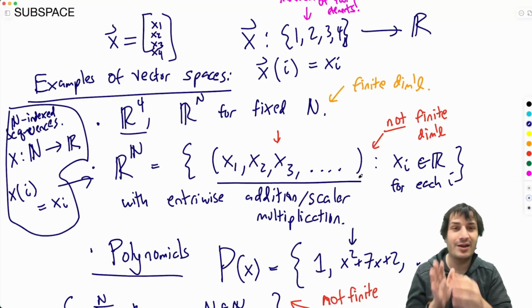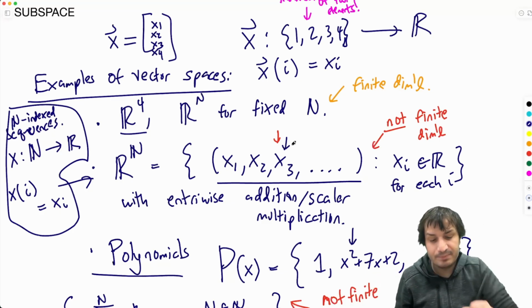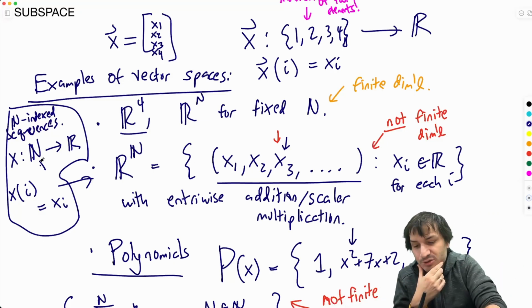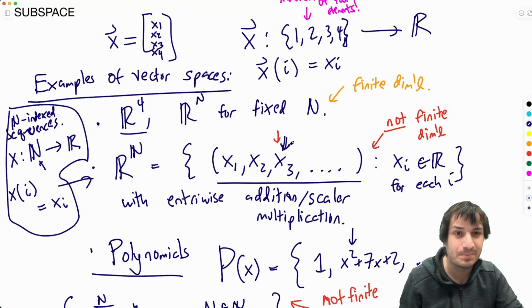So instead of thinking about a vector where the components go on forever and ever, think about the inputs as which entry you want to look at, right? So the natural numbers are the input. So for example, if I input 3, you output the third entry, x_3.